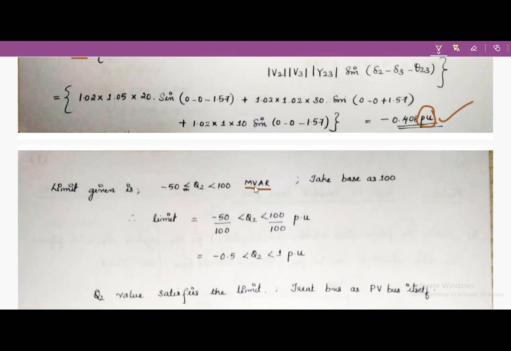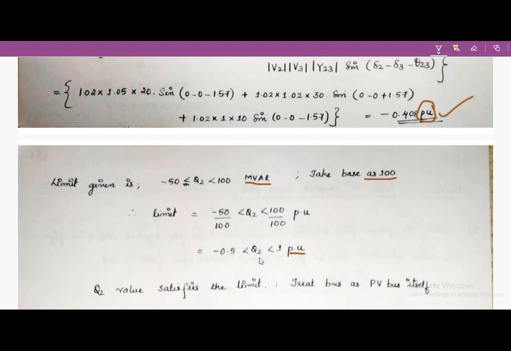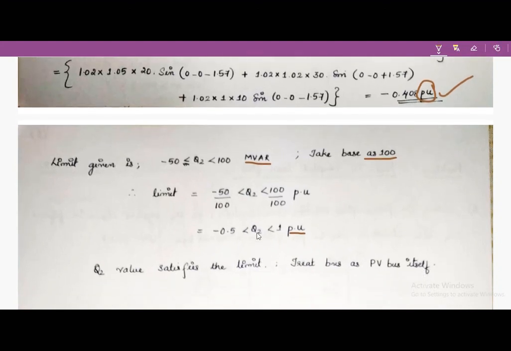How will you convert something to per unit? Yes, divide by the base value. And for that, the base value is given in the question as 100. So by dividing with the base value, it will be minus 50 by 100 less than Q2 less than 100 by 100. So it would be minus 0.5 less than Q2 less than 1 now in per unit. Now you can compare this value with this. So by comparing, you can see that Q2 of minus 0.408 satisfies this limit.